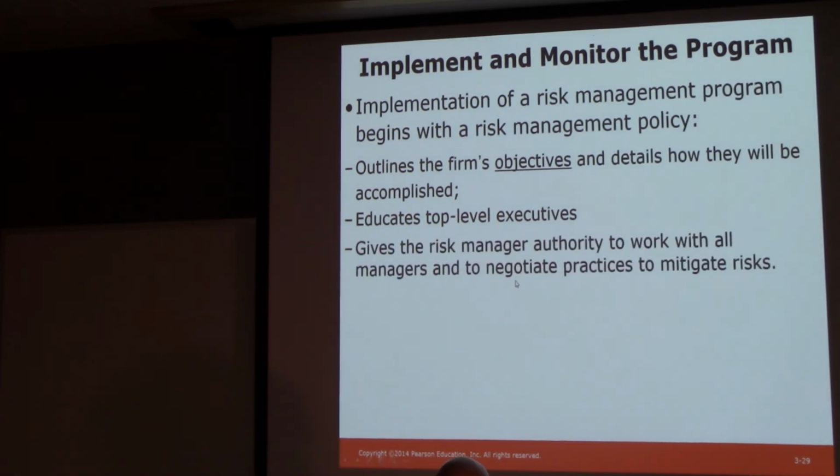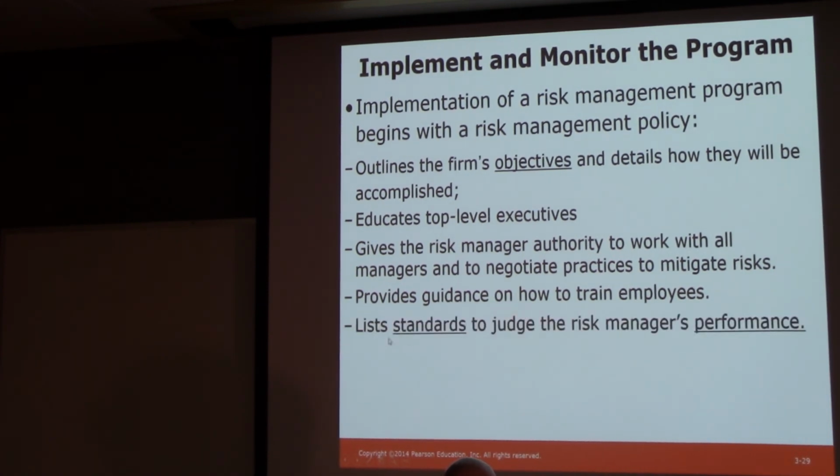The policy gives the risk manager the authority to work with all managers, so you have to create that position, hire the right person, and then you have to empower and authorize that person to negotiate practices to mitigate risks. So again, buy-in and authority. And you have to provide guidance on how to train employees. Employees need to be aware of what's expected. And then you list standards to judge the risk manager's performance, like you do with every manager.